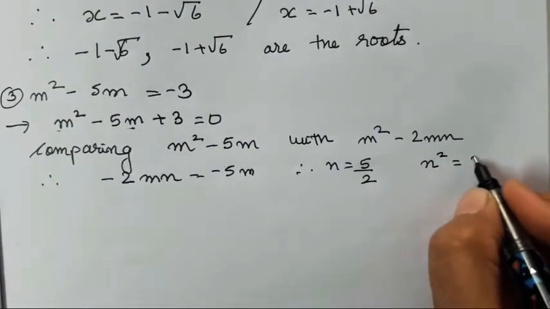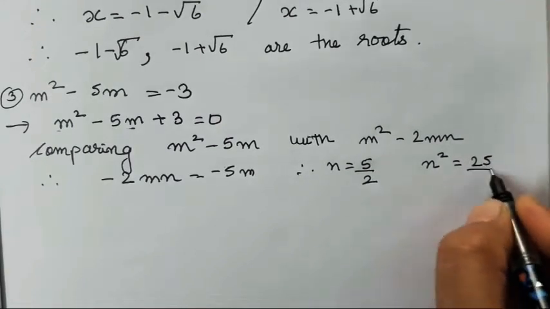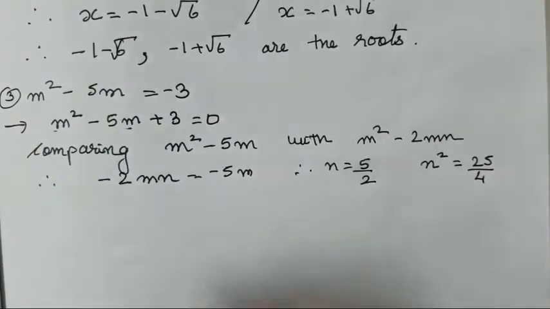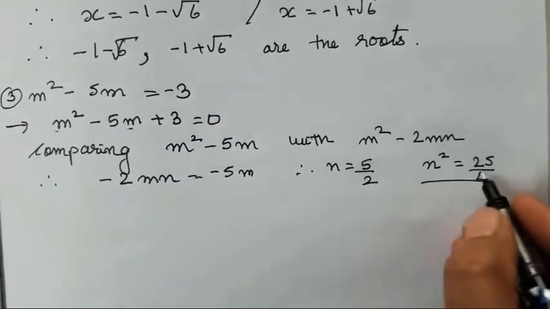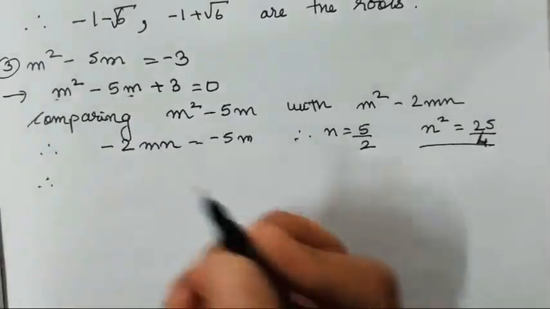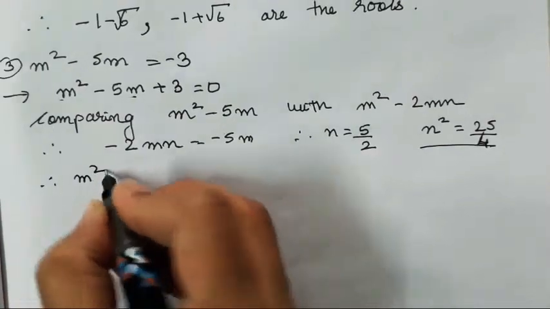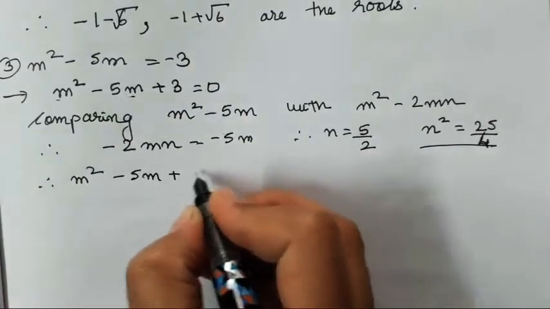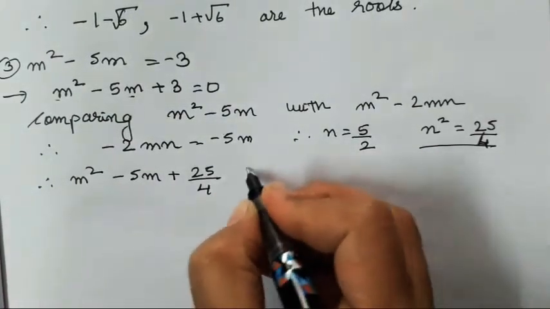Directly squares you all have to add. 5 square 25, 2 square 4. Okay, now we have got this answer. This was 4. After this, it is a perfect square. You all have to write the statement so that we can move on to the further step.